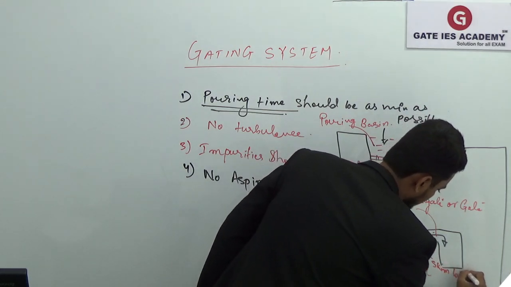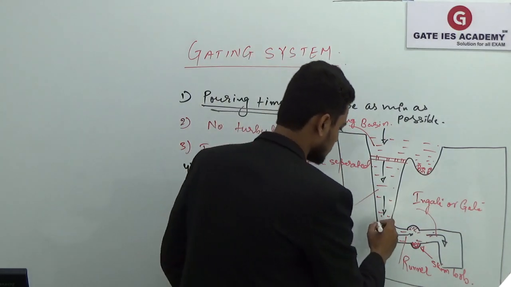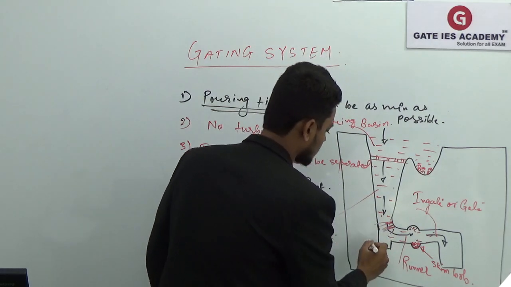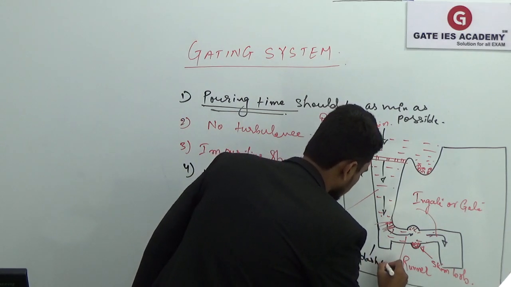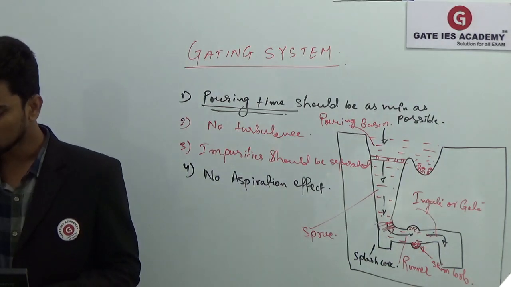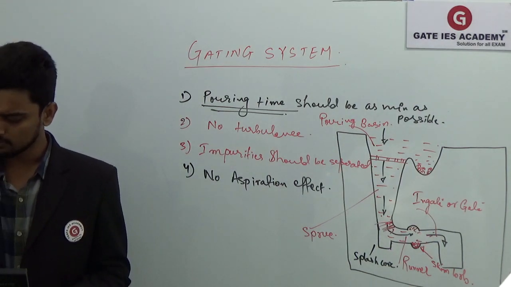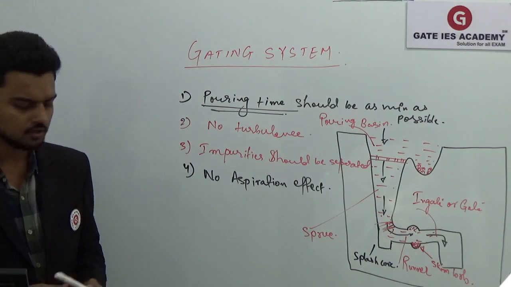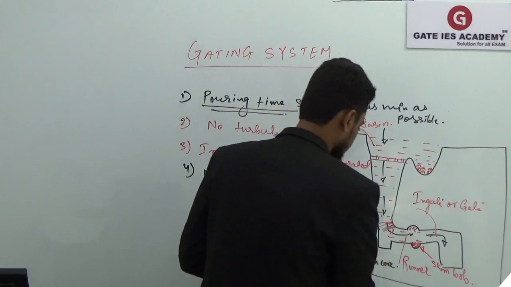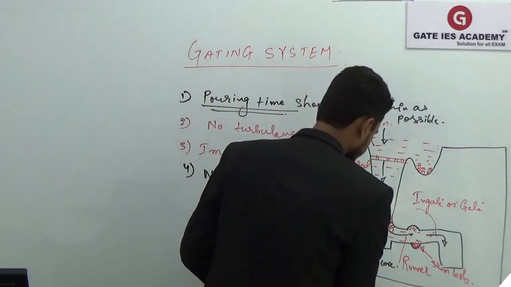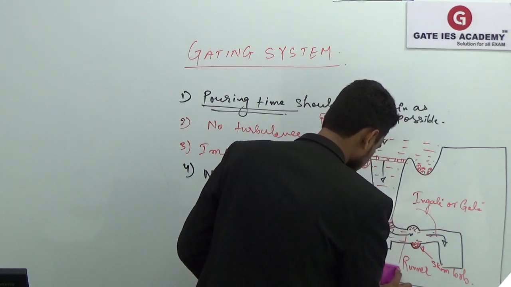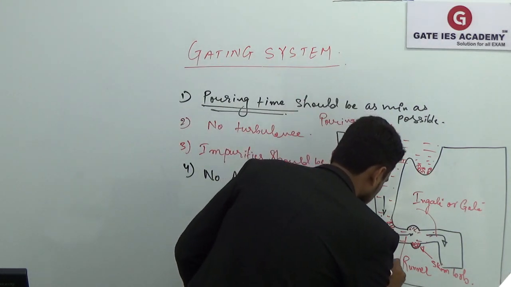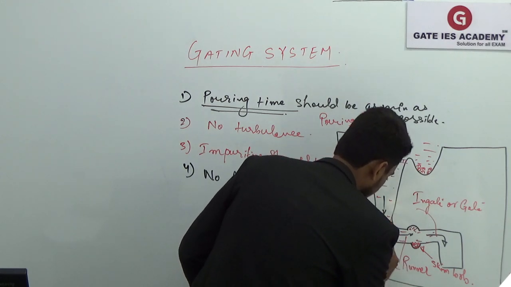This is your skim bob, and here we have this splash core, or we can say this is the sprue base well. This part is your sprue base well.